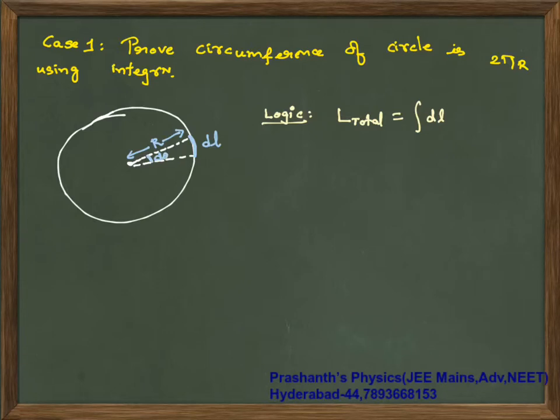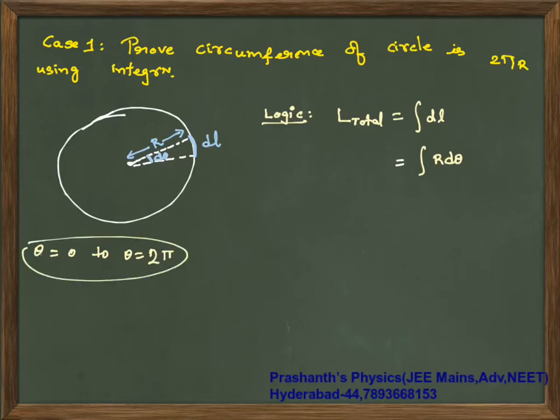Okay, so integral of dl is, dl is r times d theta, where theta is varying from 0 to theta equal to 2 pi, because if theta is 0, if you assume this to be some point and point B, your point B will be at point A itself, and if theta is 2 pi, that point B will complete full circle and come back to the same point.